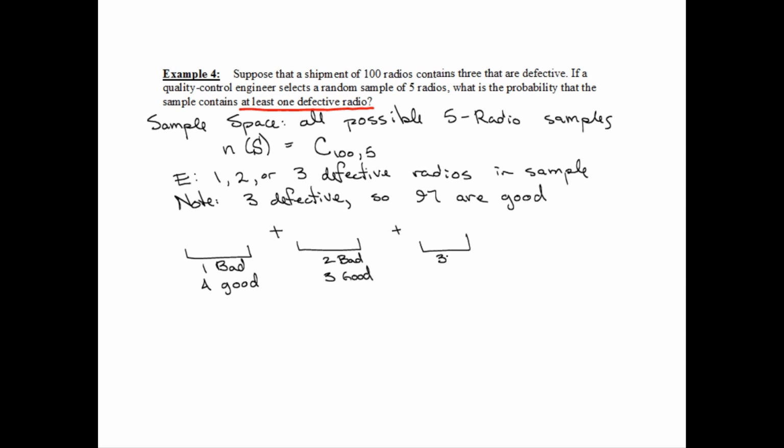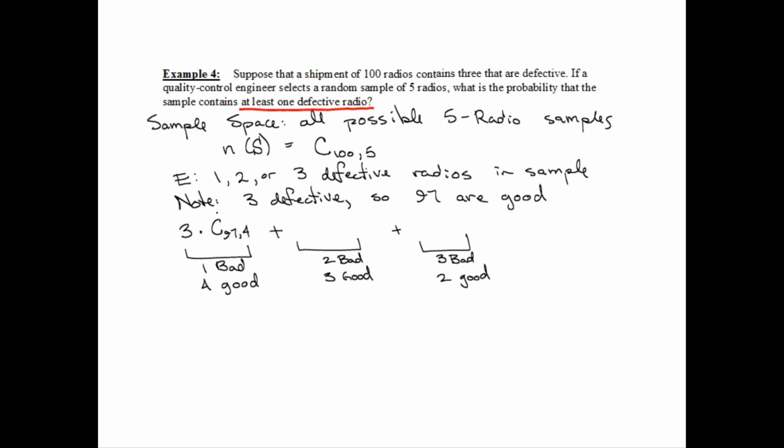And what if we have 3 bad? Therefore, 2 are good. So we want to determine how many ways each of these can happen. How many ways are there to get 1 bad radio? Well, we only have 3 bad ones, so there's 3 ways to choose 1. How many ways can we choose 4 good radios? Combination 97, 4, because we have 97 good radios to choose from.